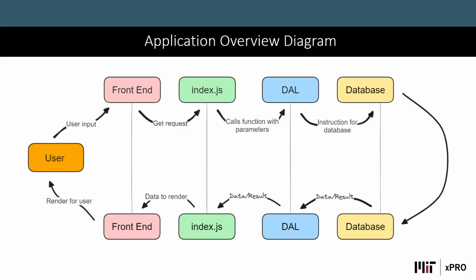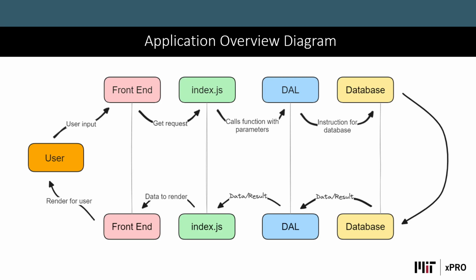This is my application diagram. There are several parts to the diagram. The front end is what is rendered for the user and allows them to request or update information in the database. Index.js holds all the API endpoints. The DAL is where all the functions needed to communicate with the database are stored. The database is where all the user data is stored.